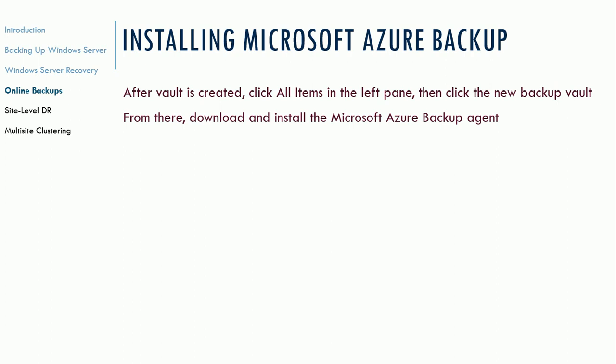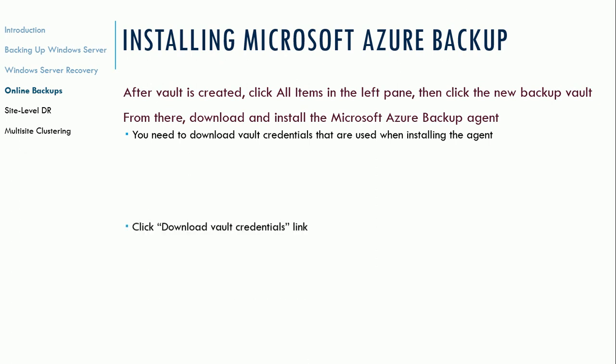After your vault's been created, click All Items in the left pane, and then click the New Backup Vault. From there, you're going to download and install the Microsoft Azure Backup Agent. You have to download the vault credentials that are used when installing the agent, so that it knows how to get to your vault account in Microsoft Azure.